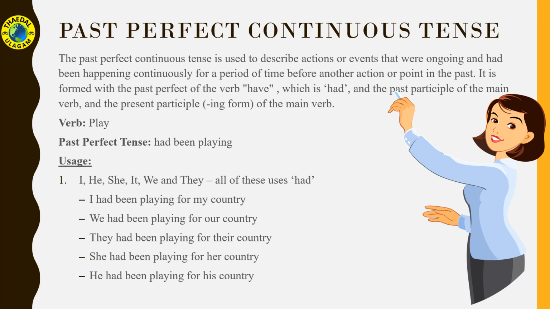Let's look at the usage. I, he, she, it, we, and they, all of these use had. I had been playing for my country. We had been playing for our country. They had been playing for their country. She had been playing for her country. He had been playing for his country.